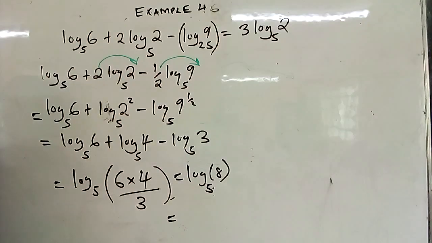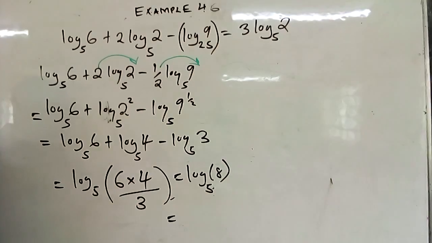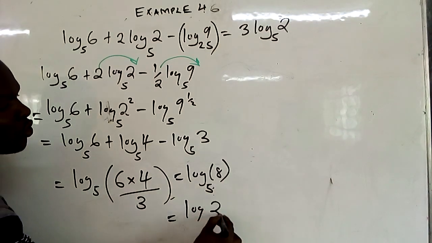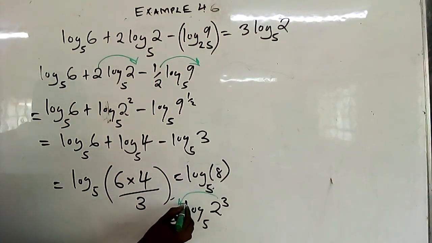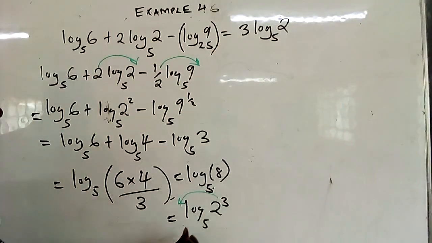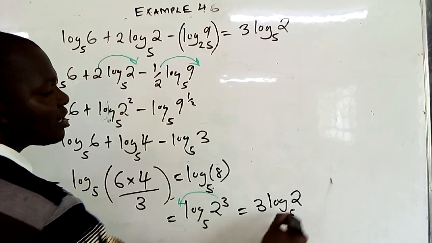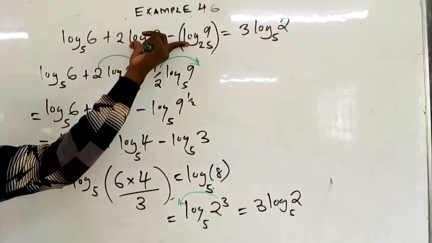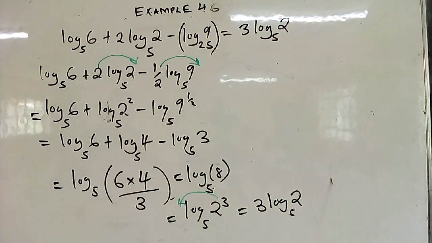But what is 8? 8 is 2 cubed, isn't it? Because this is what we need. We need log 2, meaning this 8 we must reduce it to 2, isn't it? Are we together? So there we have log 2 cubed to base 5. Then the power becomes the coefficient, so that we are able to get what they want, isn't it? So if you put 3 as the coefficient, you get what they want. That is 3 log 2 to base 5. And you've shown clearly that this left hand side of the equation is actually equal to what is on the right hand side of the equation.